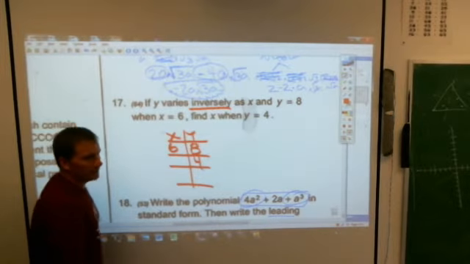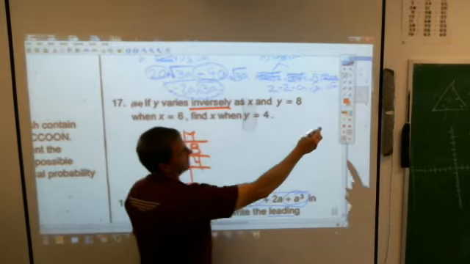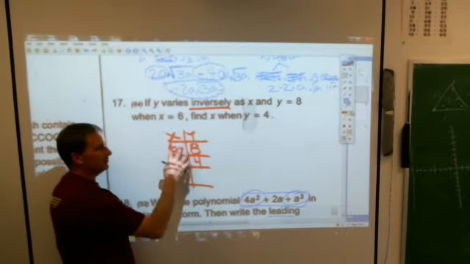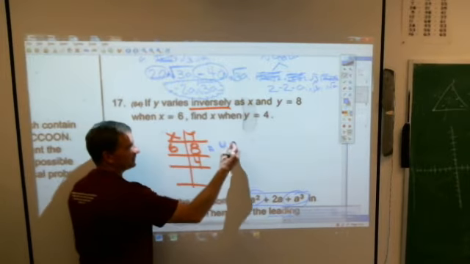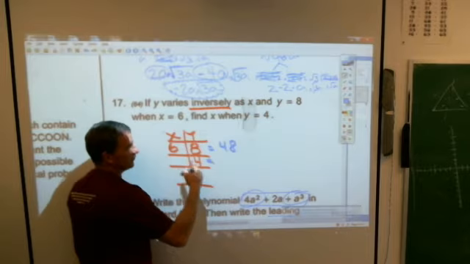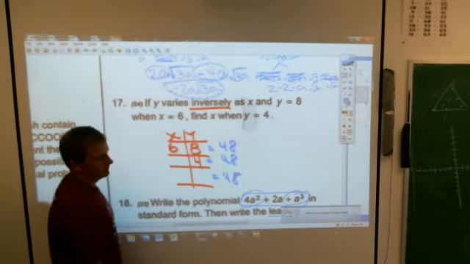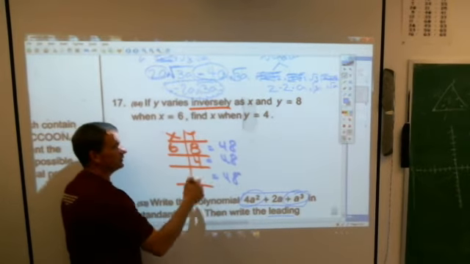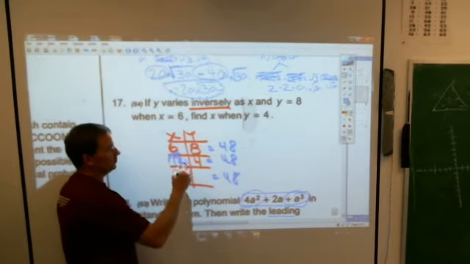With inverse variation, boys and girls and children of all ages, you must get the same product from the x and y no matter where you are on the table. In other words, 6 times 8 is 48. No matter what two numbers you put for x and y, they always have to multiply to give you 48. So in this case, it was a 4, so you know 4 times what gives you 48? A 12.